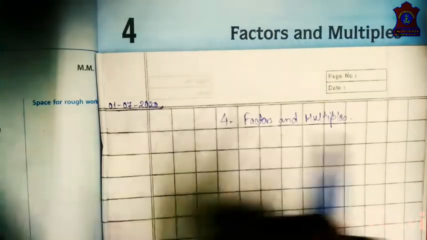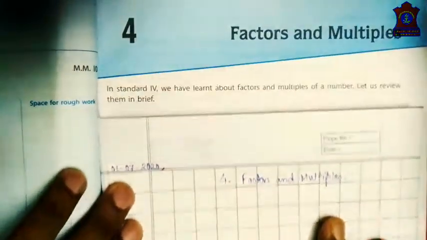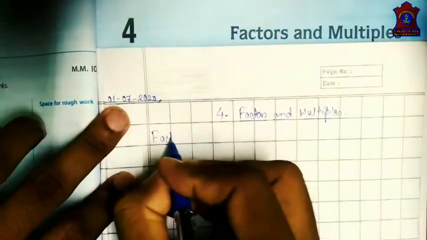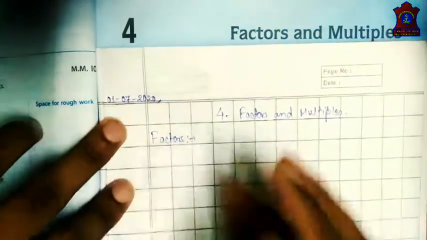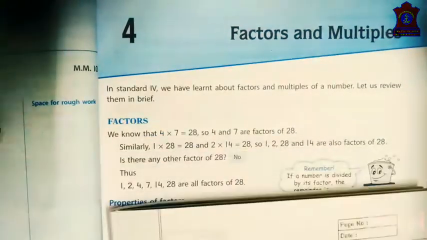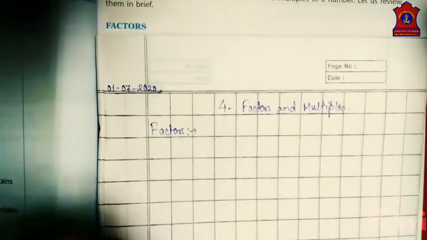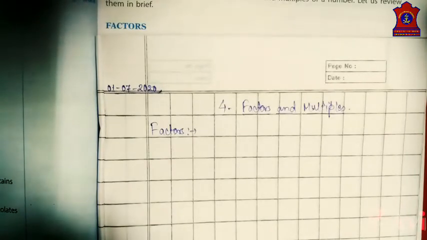Here we are going to start with factors first. Factors. Do you know what is a factor? Can you tell me what is a factor? A factor of a number is the exact divisor of that number.